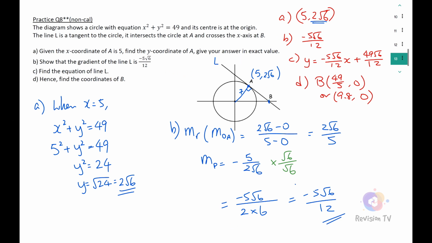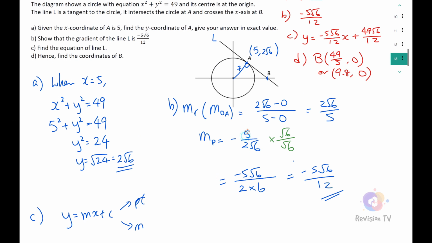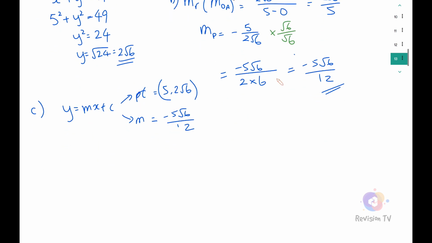Question C, hence find the equation of the line L. To find the equation of line L, we need to use y equals mx plus c. Two ingredients: a point and a gradient. Have we got a point on the line? Yes, we've got (5, 2 root 6). Have we got a gradient? Yes, from part B, minus 5 root 6 over 12. So y equals minus 5 root 6 over 12, x plus c.